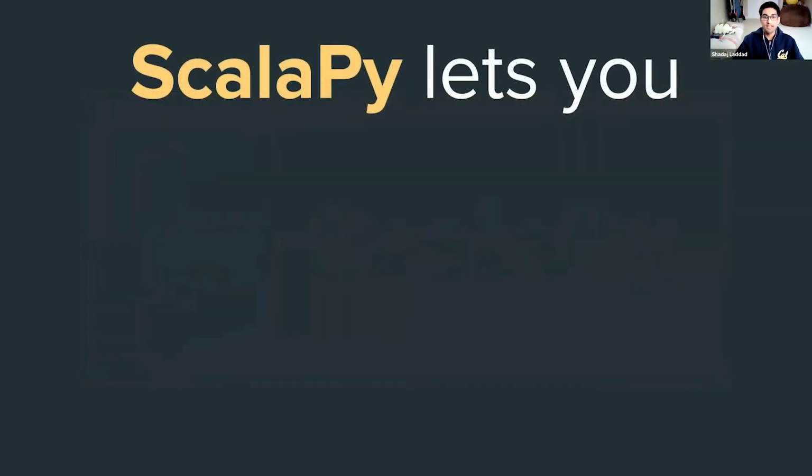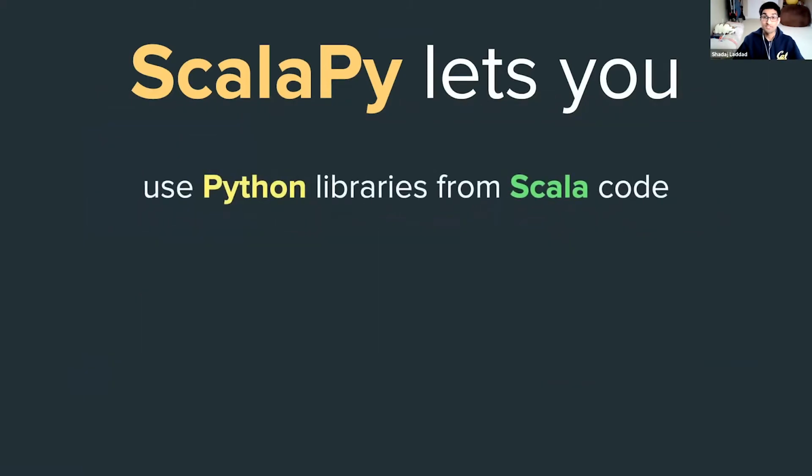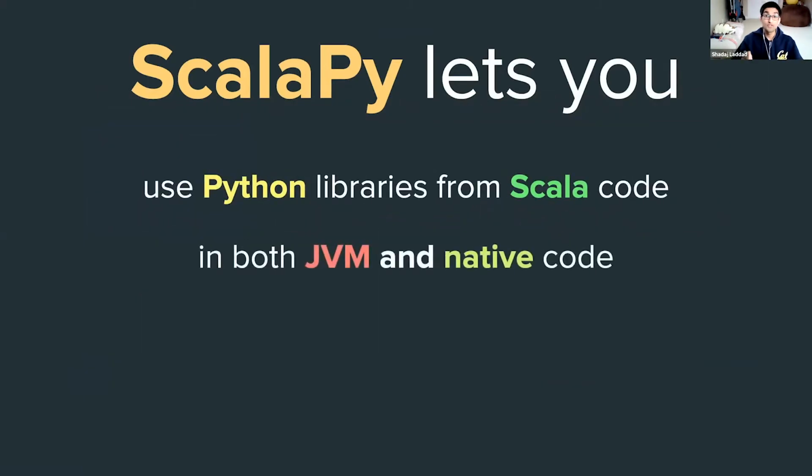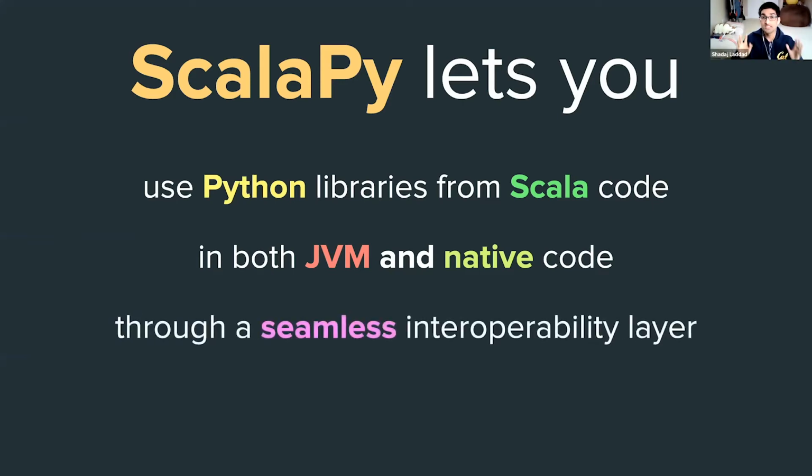ScalaPy lets you use Python libraries from Scala code. It lets you do this both in JVM and native code. So you can run it regularly with Scala on the JVM, but you can also compile your code ahead of time with Scala Native. You get a seamless interoperability layer, which means that any type of Scala value can be shared to Python. Any type of Python value can be brought into Scala without any trouble. And you can use Python values from your Scala code as if they were just regular Scala objects.